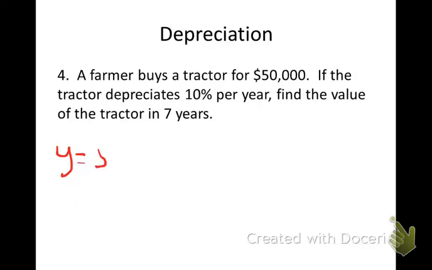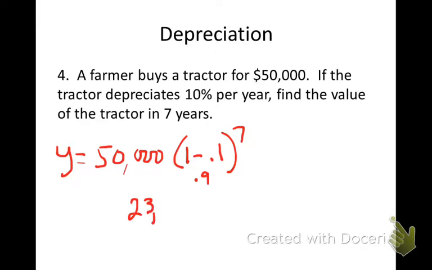So the initial amount was $50,000. 1 minus 10%, which would be 0.1, and it's going to be to the 7. So 1 minus 0.1 would be 0.9. So you take 0.9 to the 7th power, multiply it by 50,000, and you're going to get $23,914.85. So that would represent how much they should get out of their tractor. And there are taxes that have you take off depreciation and things like that, so that's probably a pretty important thing to know if you're doing depreciation of things.